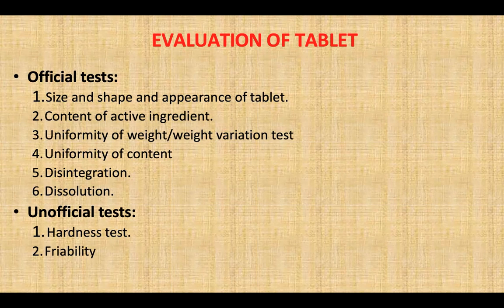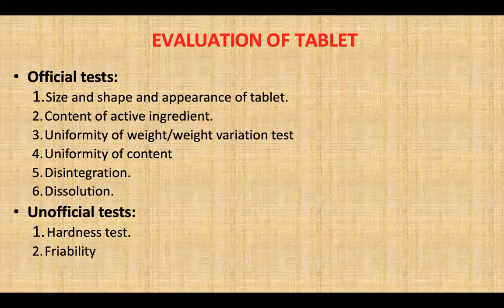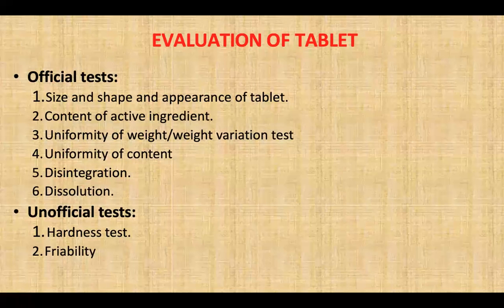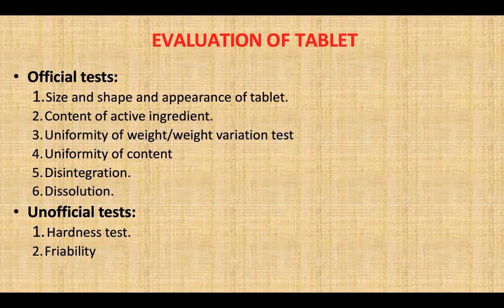Third, uniformity of weight, a weight variation test has to be done. Uniformity of content has to be done. Disintegration has to be checked. Dissolution of the tablet test has to be done. Then there may be a hardness test, and friability has to be checked. So 6 are official tests, 2 are unofficial tests. Then we go further.